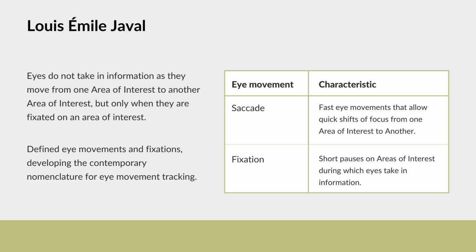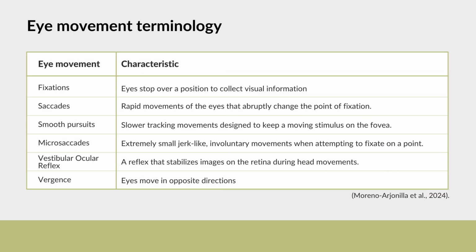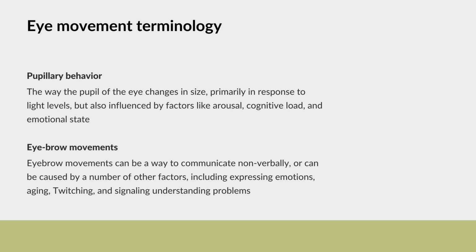And he came up with a set of 6 distinct eye movements, which are shown in the table. This taxonomy is the same taxonomy we use in the present day. And in addition to the eye movements, in the present day, we'll talk about pupillary movement, as well as the movement of eyebrows.